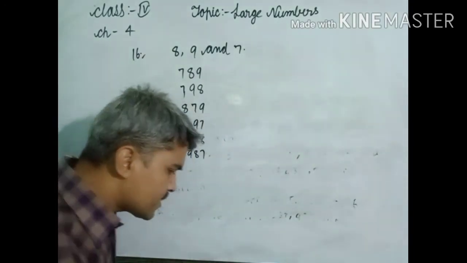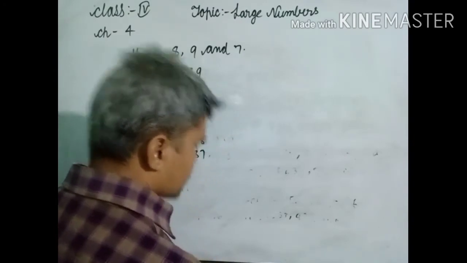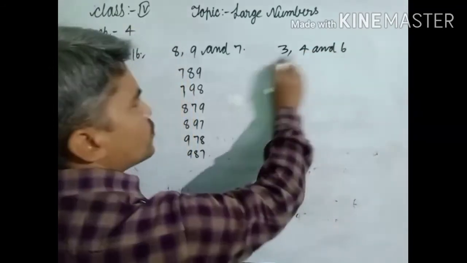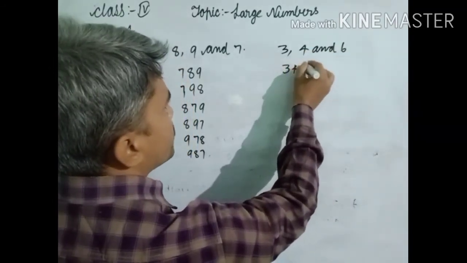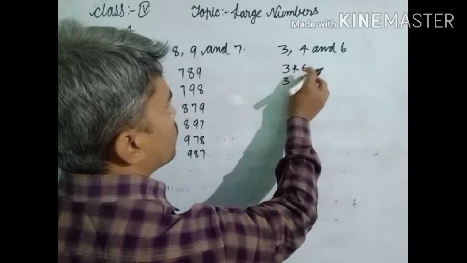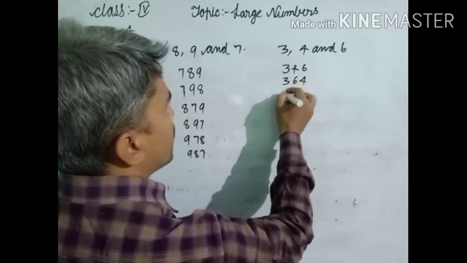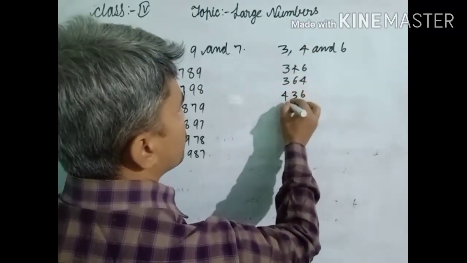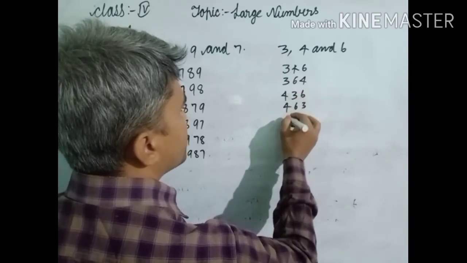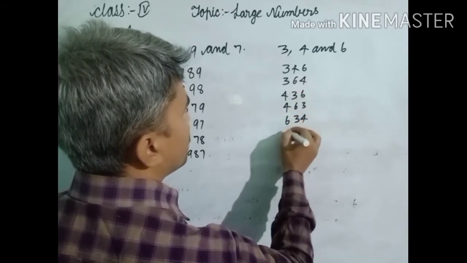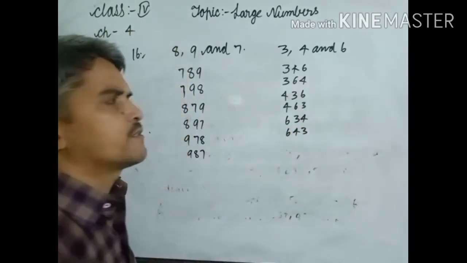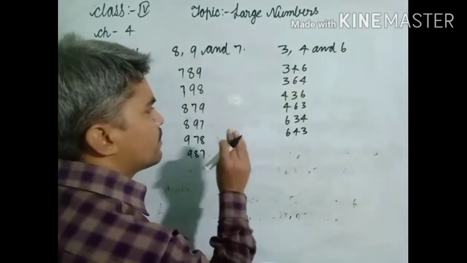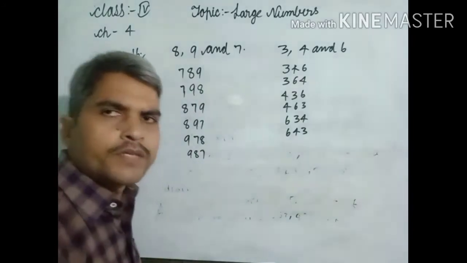Now another example I have taken: 3, 4 and 6. Dear students, who is the smallest number? 3. So 346. Now interchange the tens and ones digits: 364. Now the next number 436, 463, 634. Interchange the tens and ones digits: 643. So dear students, I hope you understand. Make all the possible 3-digit numbers from the given digits.